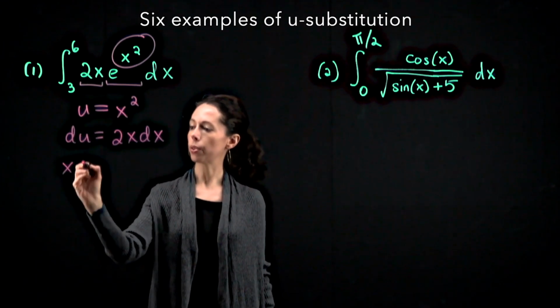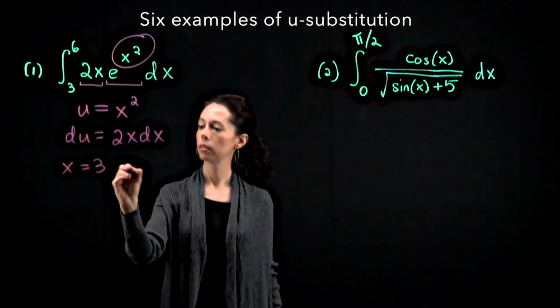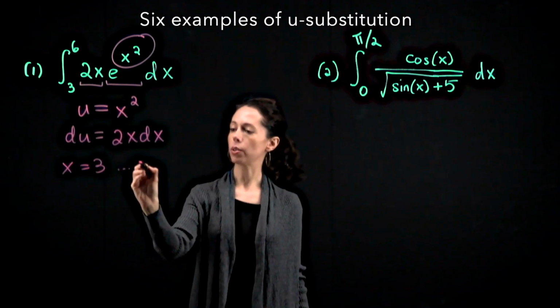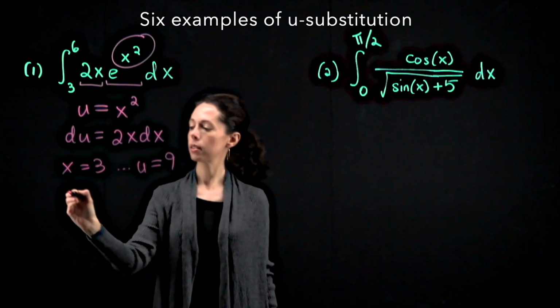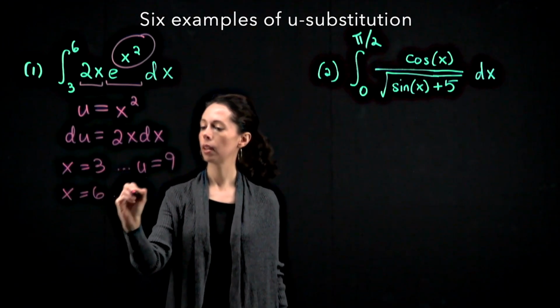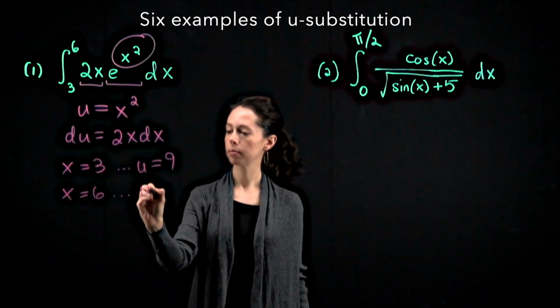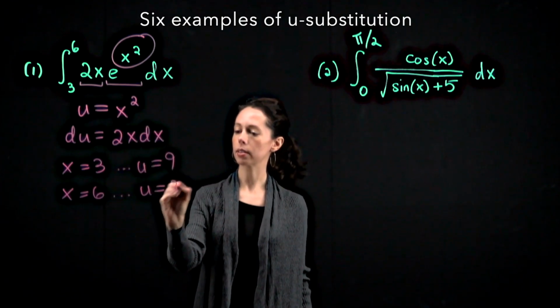When x equals 3, u is 3 squared, so u is 9. When x is 6, then u is 36. So 6 squared is 36.